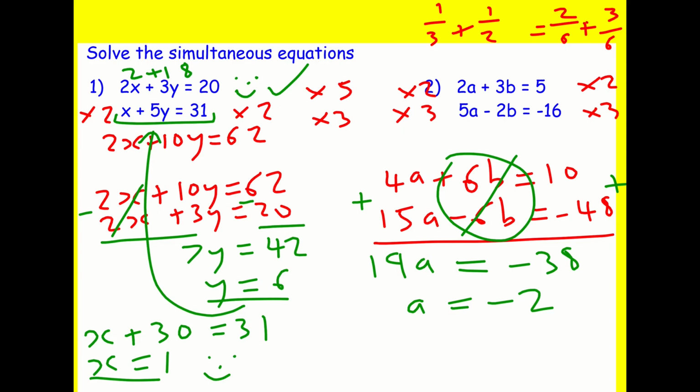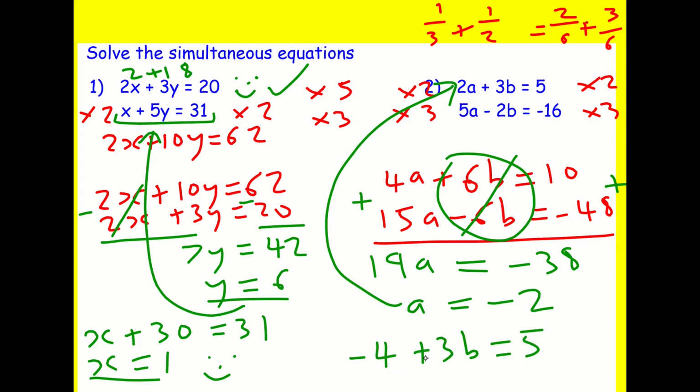What I'm then going to do is substitute it back in. I'm going to substitute it back into the first one. So it's going to become minus 4 plus 3b equals 5. I'm going to add 4 to both sides. 3b equals 9. And I'm going to get b equal to 3. Okay, so that is my answer. b equals 3, a equals minus 2.